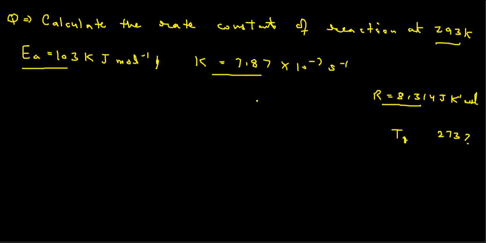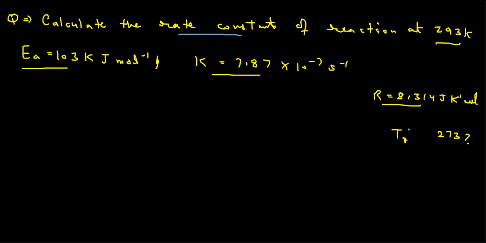So guys, we know the basic equation for that, which involves the activation energy. There are two temperatures, and we have to find the rate constant for the second one. If we want to find the rate constant at 293, then of course T2 becomes 293, because we have to find the rate constant at 293.